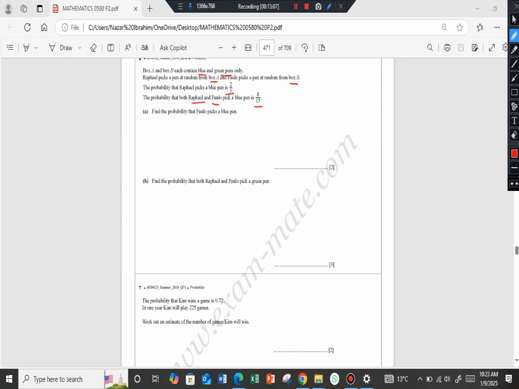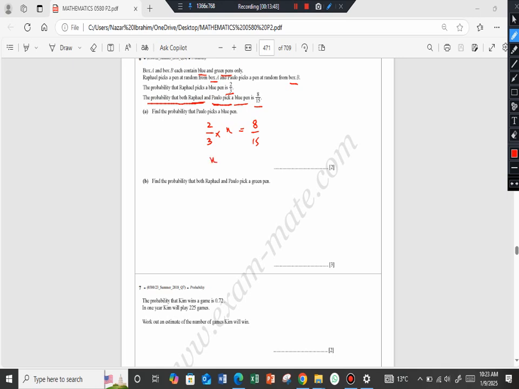To calculate the probability of Raphael and Paul both picking a blue pen: Raphael picking a blue pen is 2 upon 3, multiplied by Paul picking a blue pen, which is x. In total, 8 upon 15 is given to us, right? The probability of Raphael and Paul both picking a blue pen is 8 upon 15. To calculate it, 2 upon 3 is the blue pen probability of Raphael, and we are not aware of Paul picking a blue pen, so that is x. Multiplying that is the answer which is given to us, 8 upon 15.